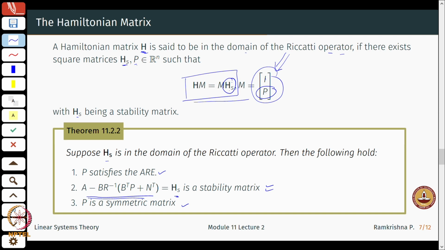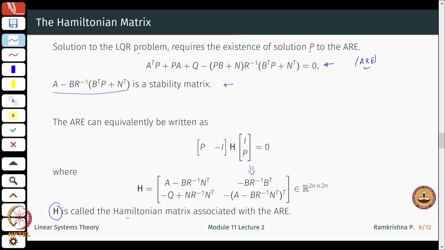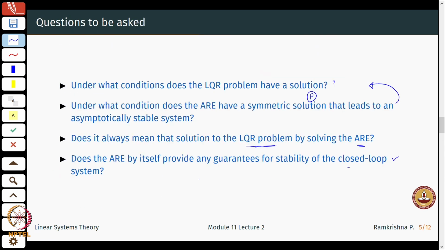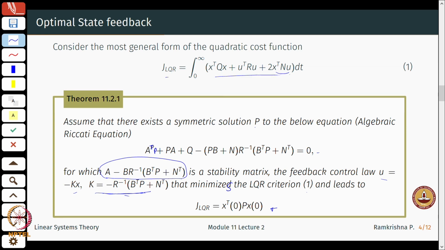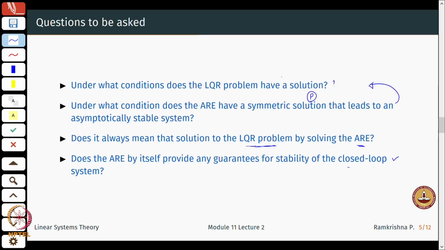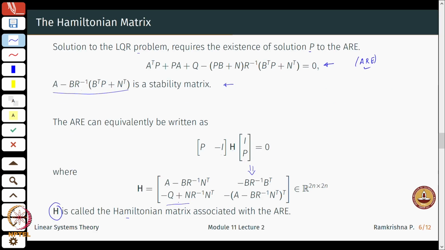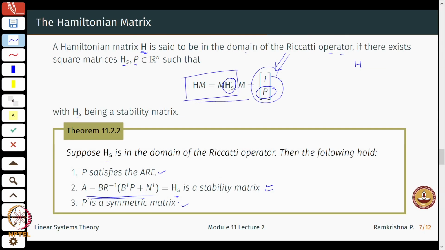Are there ways to... so what is the information that I have? I have H. So, given this H of this form, can I find out a P? Now, look closely. All the terms in H are known to me. A comes from the system matrix, B comes from the system matrices, Q, R and N all come from my cost function. Okay. So, given this H, can I now find a P, making use of the expression that we have here.